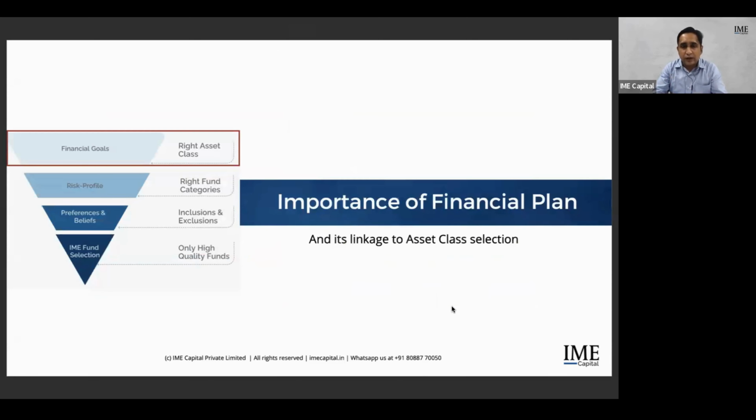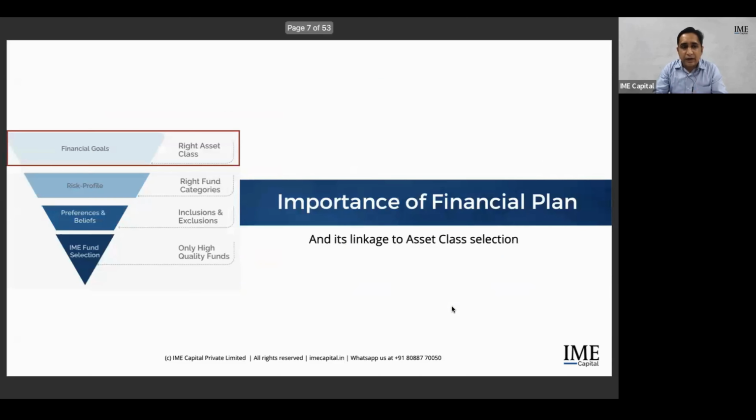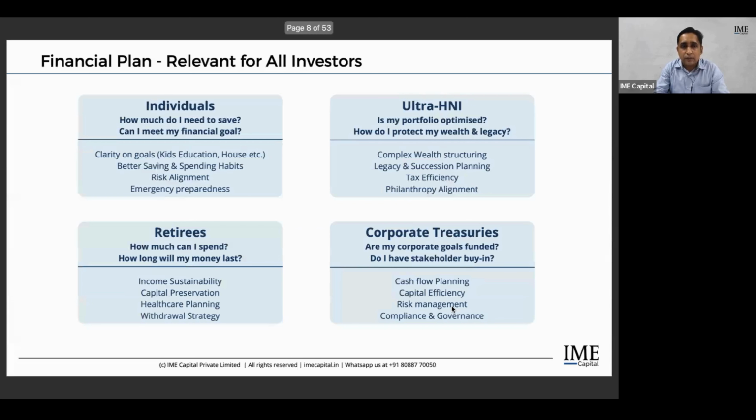Now, what we will be doing is going through the investment mandate step by step, helping explain how each step narrows down the range of options towards the specific options that are the most suited for your requirements. So let us first start with the importance of a financial plan and how it is linked to the right choice of an asset class.